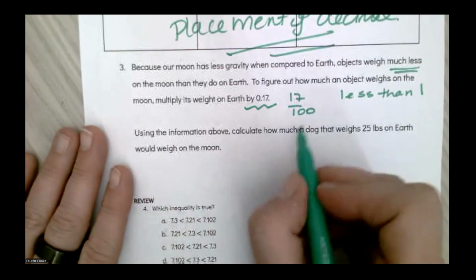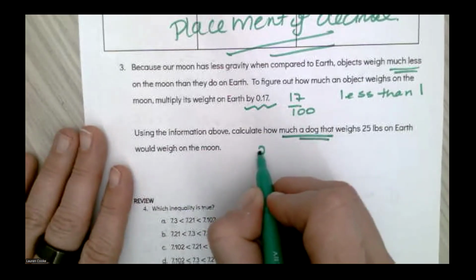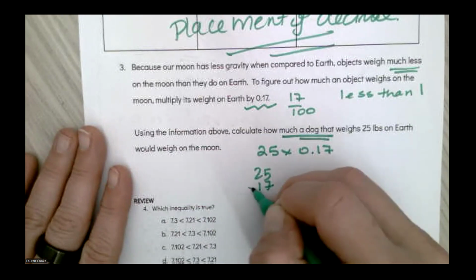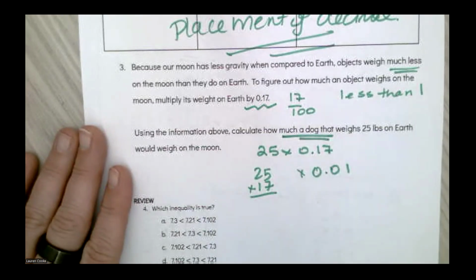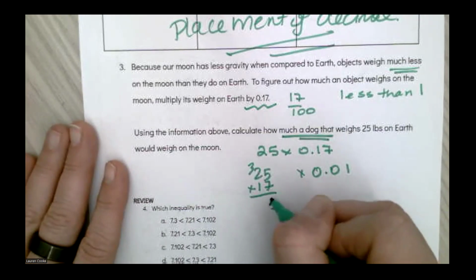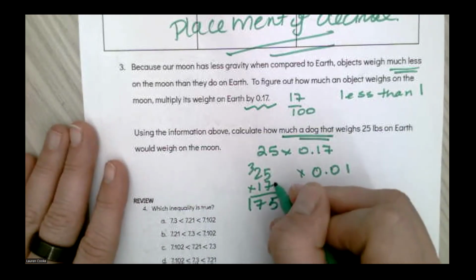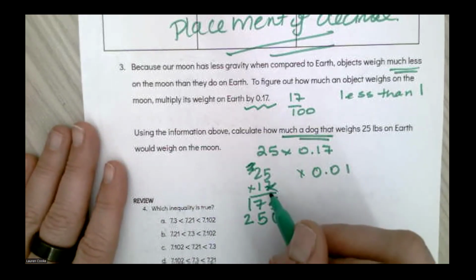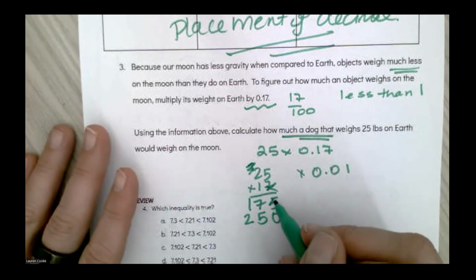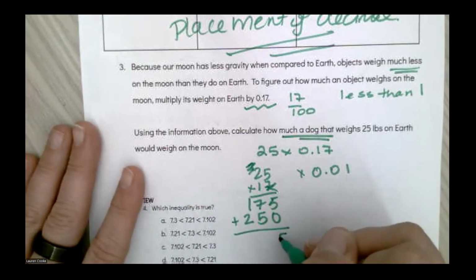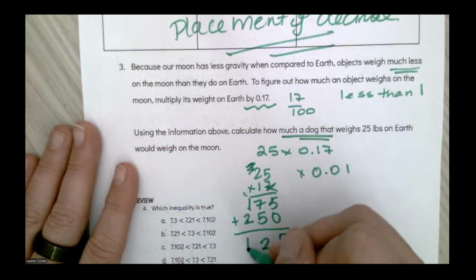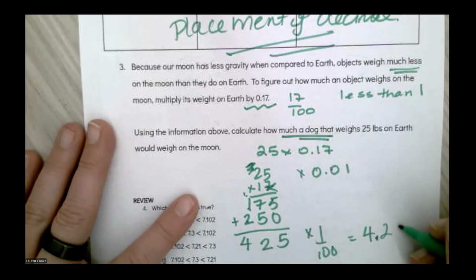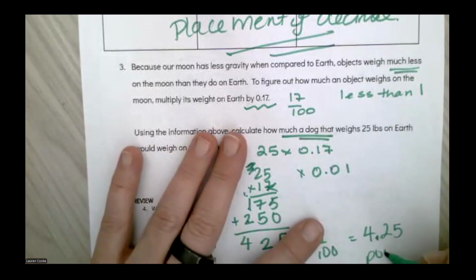So let's see, using the information, how much a dog that weighs 25 pounds would weigh on the moon. So we would do 25 times 17/100, and that equals 25 times 17 times 1/100 later. So I have 35, 14, 56, 17. 0, 5, 2, and that was from before. Let me just double check. 35, 14. Okay. Times 5, 2. Okay. And then that's 12, 2, 3, 4 times 1/100 is 4 and 25 hundredths pounds.